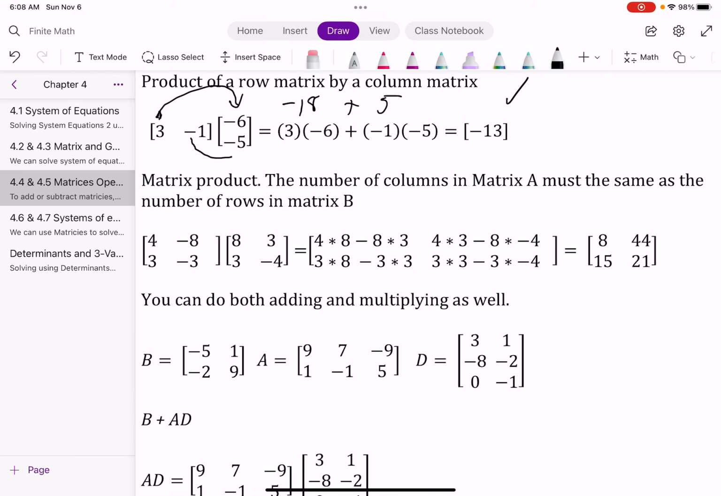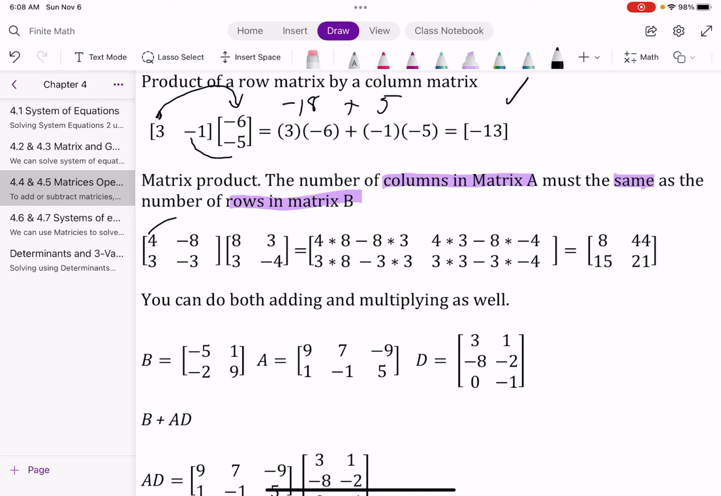So to multiply matrices together, the number of columns in matrix A must be the same as the number of rows in matrix B. Highlight. Columns in matrix A must be the same as the rows in matrix B. All right, that is key. If they're not, then you cannot multiply them. And so I have it listed out here, right? So again, we just do like we did before.